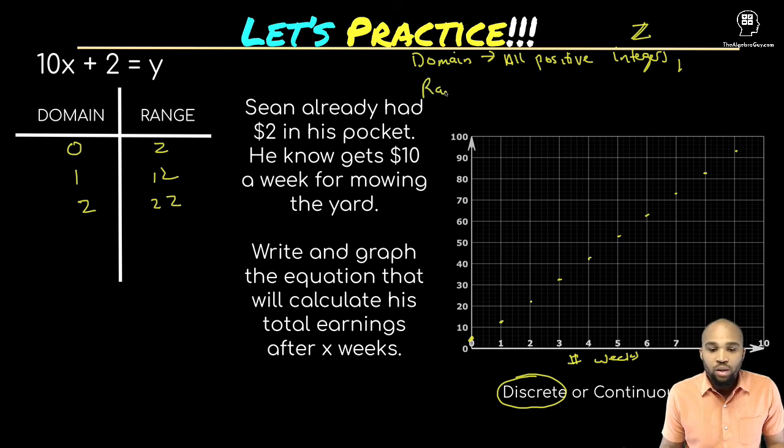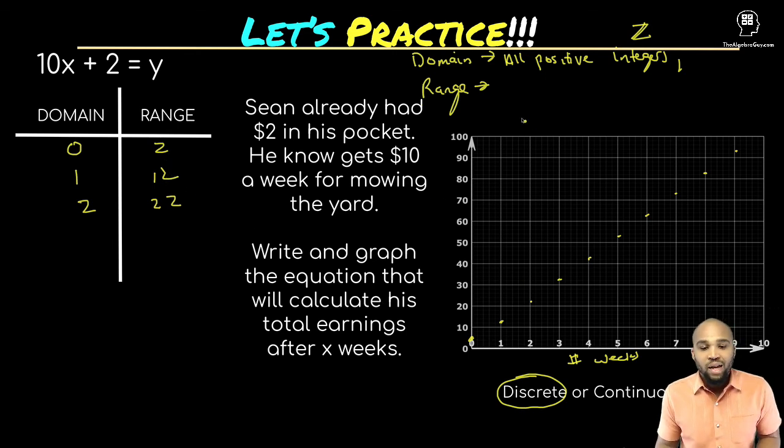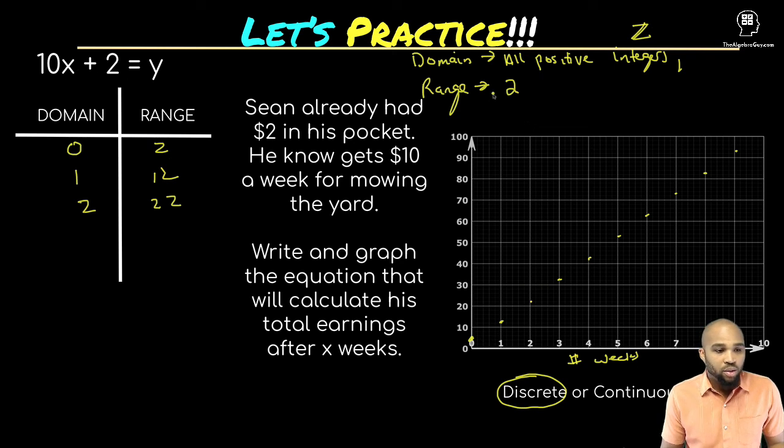What about the range? How would I do the range? Well, the range is going to be 2, 12, 22. Can there be numbers in between? Not in this case. I can only include those. So how would I write this? So it can be 2. Actually, this equation will help me a lot. So let me see if I can include that.